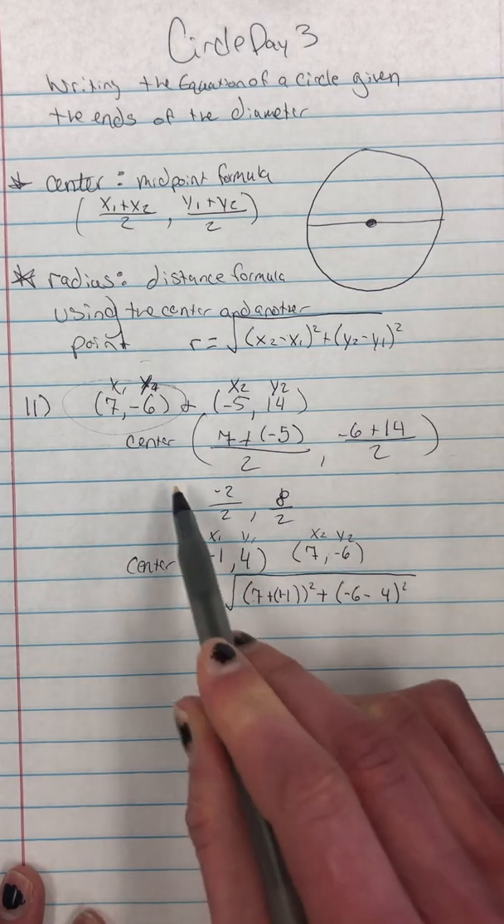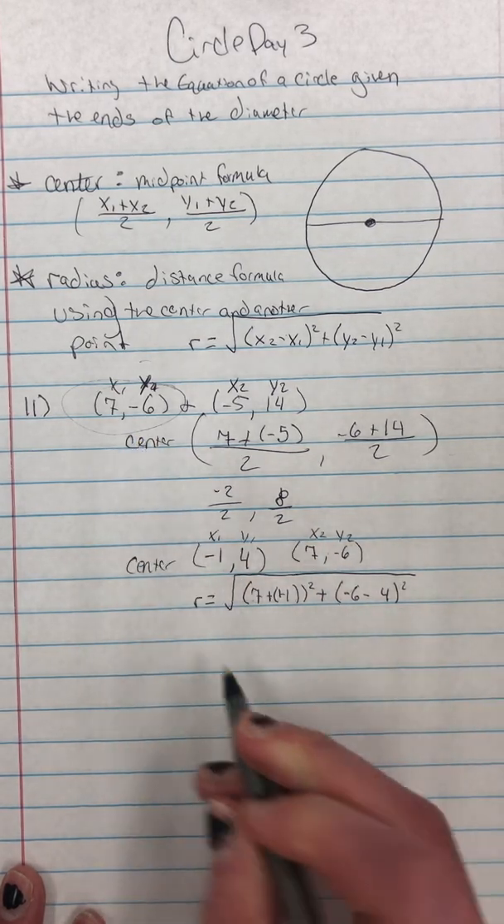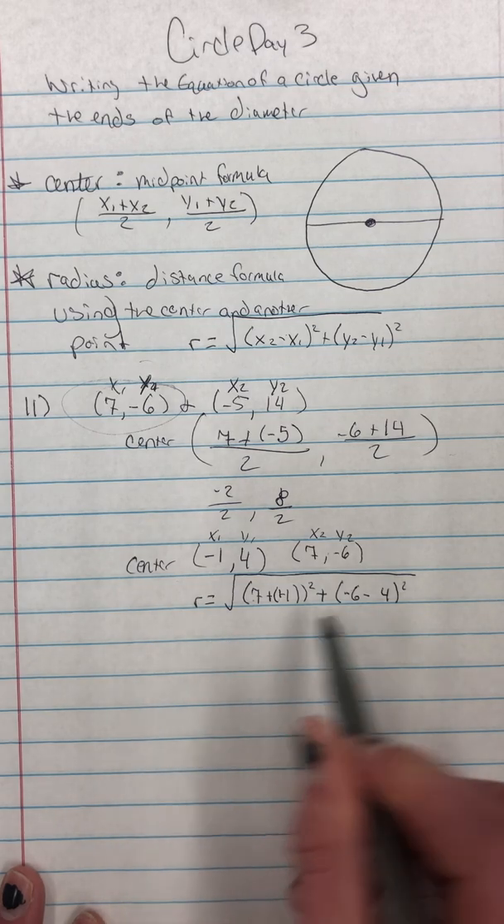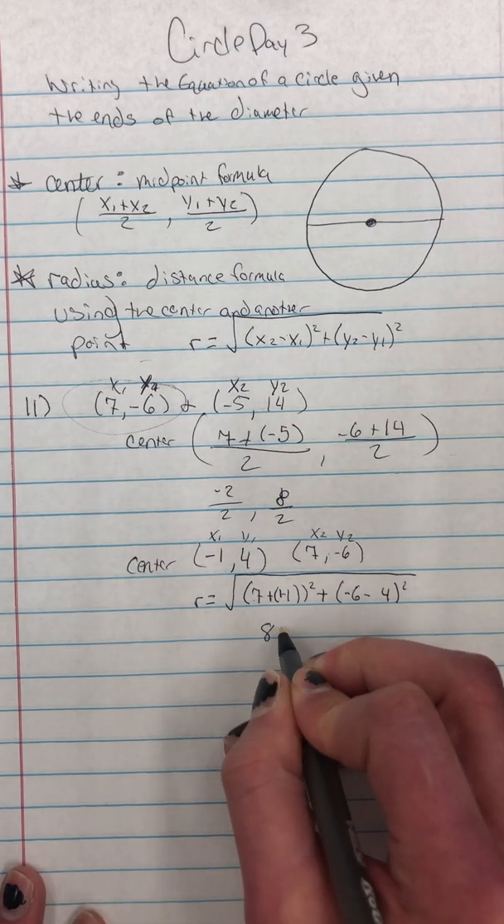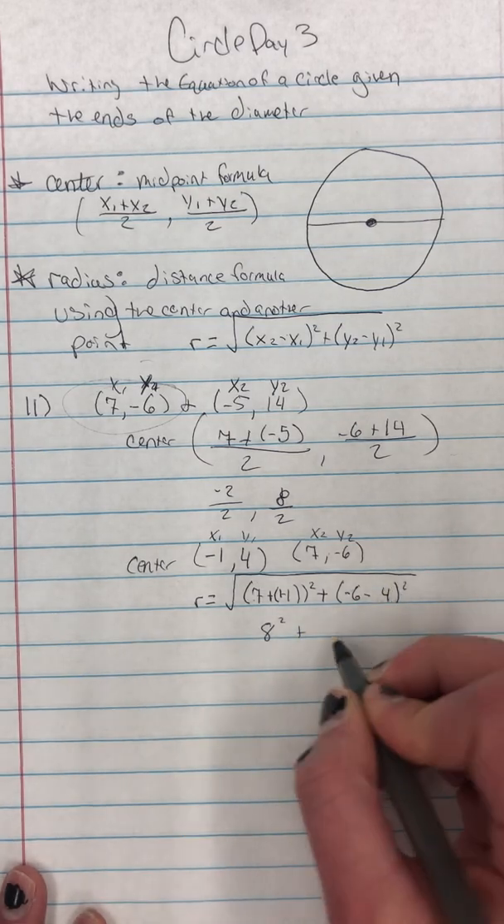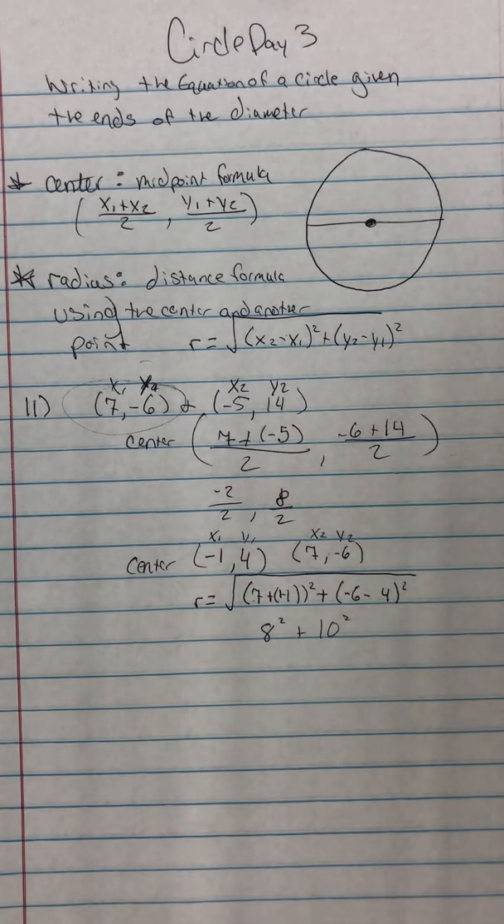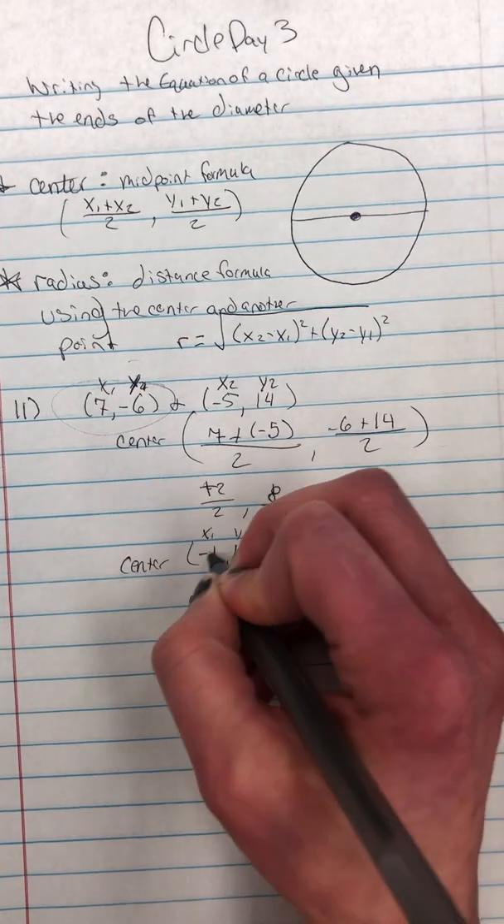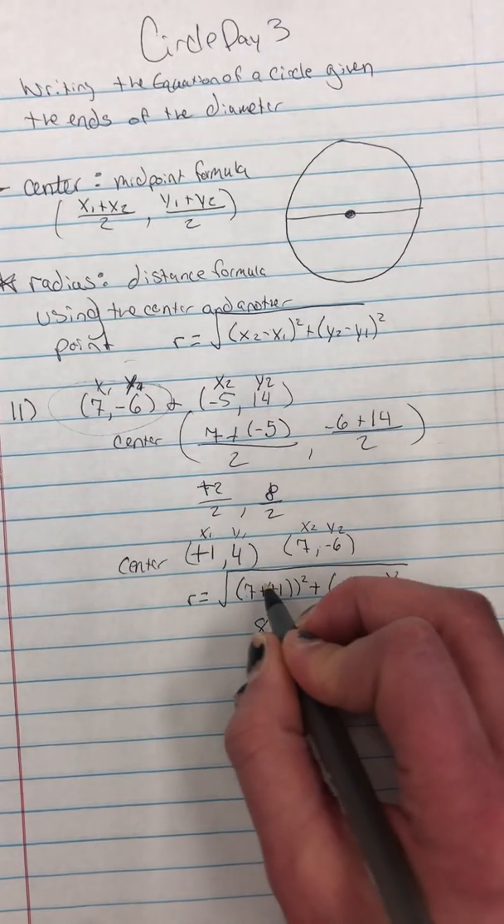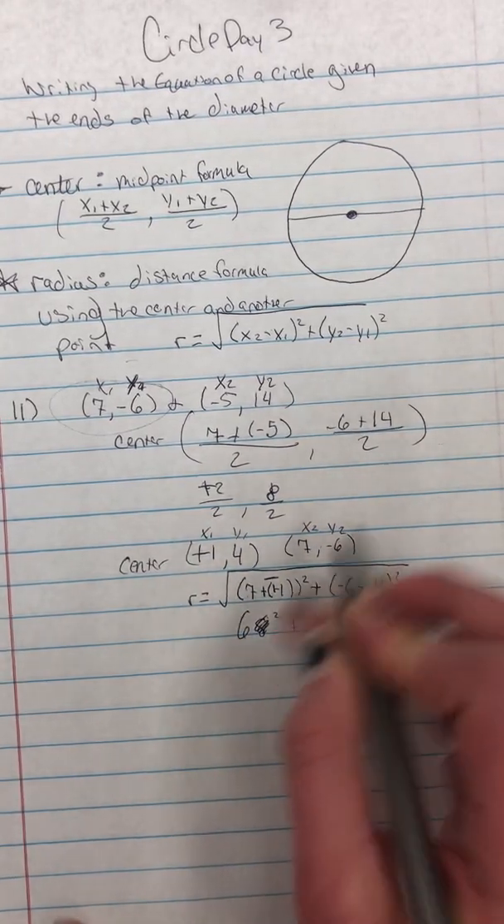I got that backwards. That's a positive 1. I got a little confused. So this should be 6 squared, and that should be 10 squared.